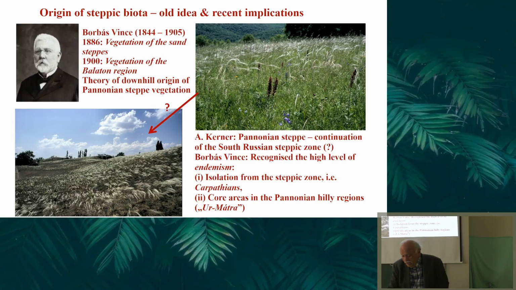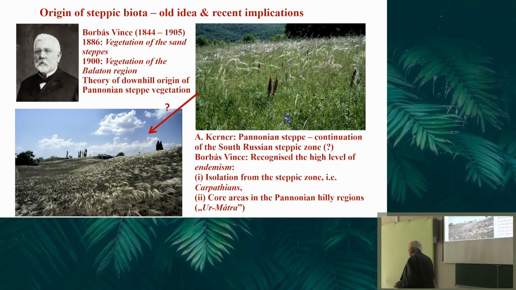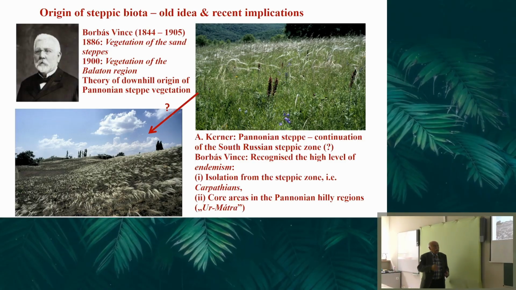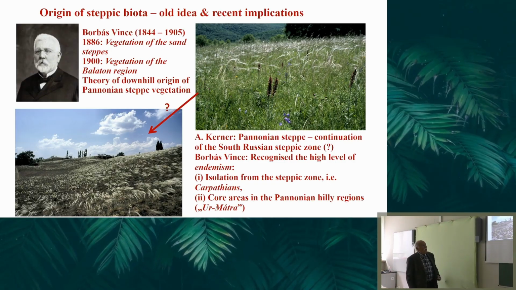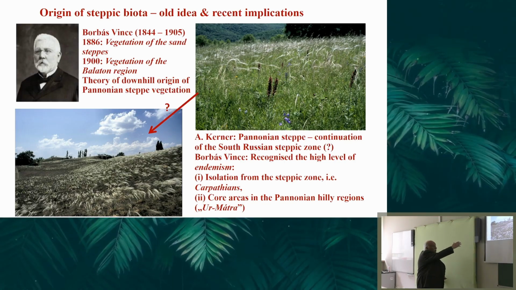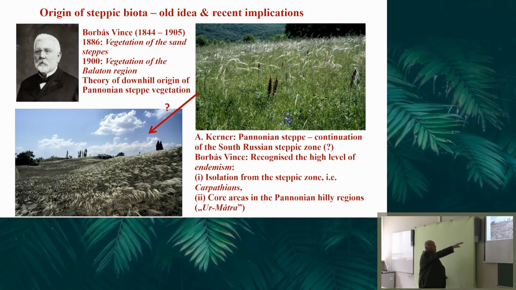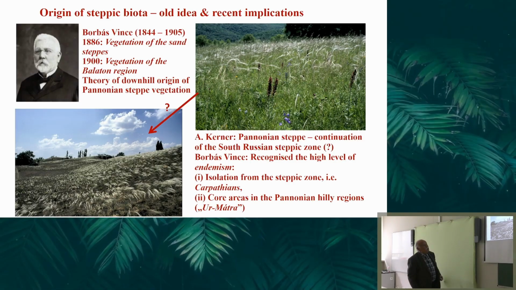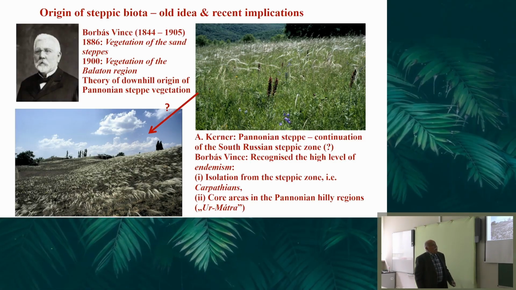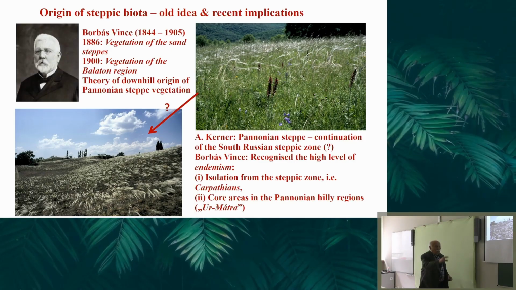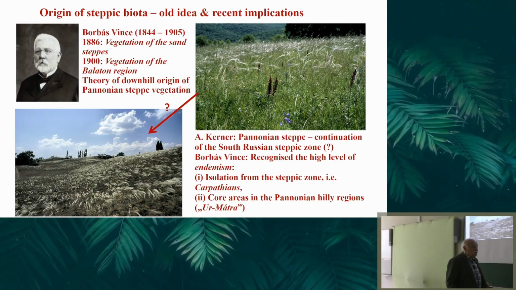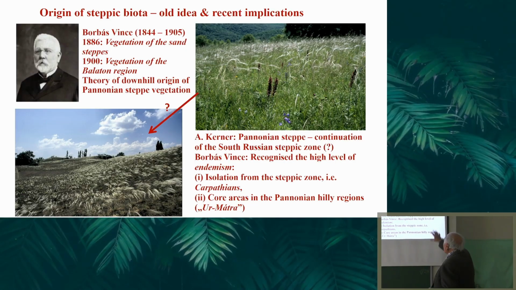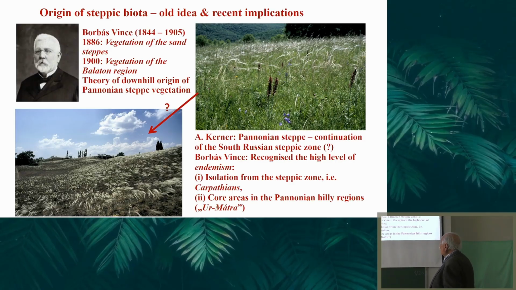And I had a basic problem. The basic problem was the origin of so-called Pannonian steppe areas. These Pannonian steppe areas are very extended on the Hungarian lowland, for example, here in Kiskunság, but they are also on the slopes of the Central Hungarian range, and the higher species diversity is present on these slopes.